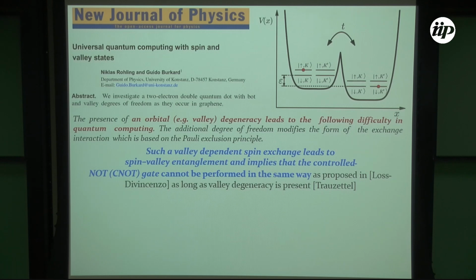When you go down in smaller size, let's say graphene quantum dots, the valley degrees of freedom again come into play. This was a very interesting work of Hoffling and Guido, where they say this additional valley degree of freedom is interesting, but it will make it more difficult to design a quantum gate. For instance, they mention that this spin-valley entanglement will make it much more complicated to make a CNOT gate.